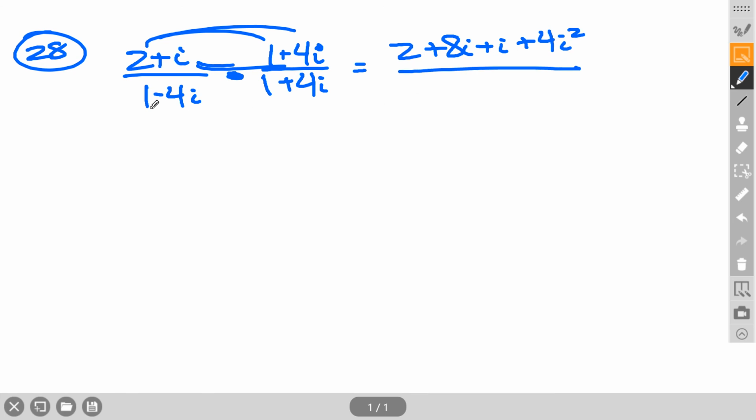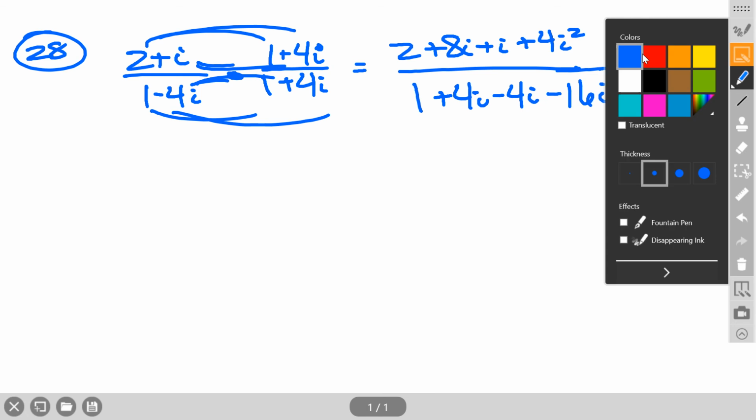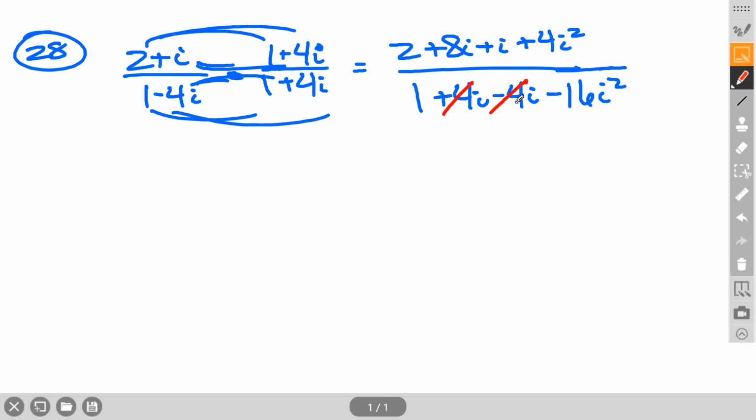Now I have to do it again to the bottom here. 1 times 1 is 1. 1 times 4i is 4i. Negative 4i times 1 is negative 4i. And negative 4i times 4i is negative 16i squared. Now a lot of this stuff is going to reduce here. For instance, negative 4i and positive 4i cancel. Negative 16i squared is just positive 16. 4i squared is just negative 4.